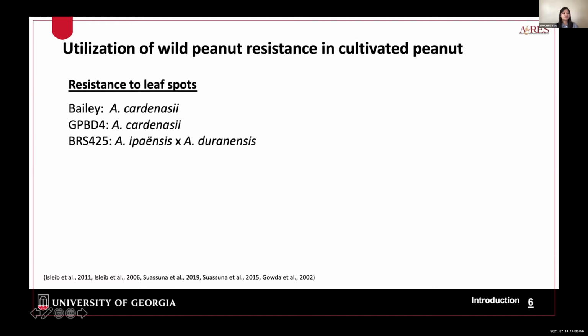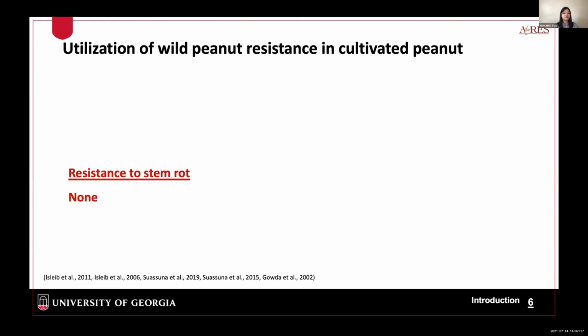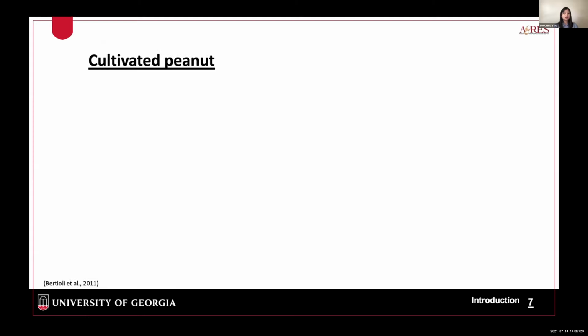But there are some successful examples of wild species utilization as a source in peanut breeding. Shown here, Bailey in the United States, GPBD4 in India, and BRS425 in Brazil have leaf spot resistance, and all this resistance came from wild peanut species. So far, wild resistance to stem rot is not utilized in cultivated peanuts. So how do we breed with wild peanuts?